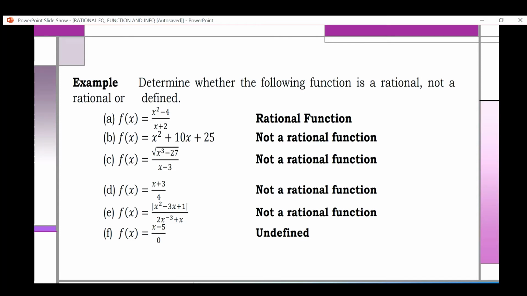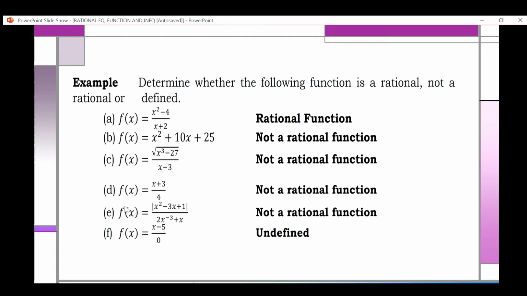On letter D, we have f of x equals x plus 3 over 4. So even class, fraction siya dito, pero ito class can be written as 1/4 times x plus 3. So this is just a polynomial function or a linear function. So this is not a rational function.